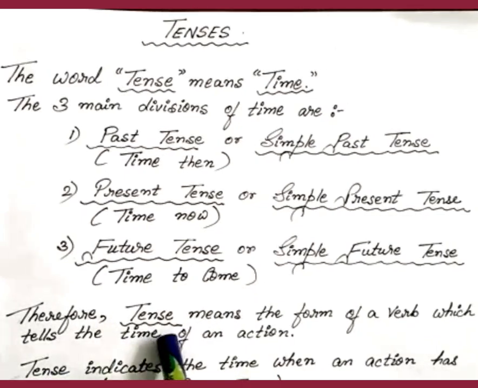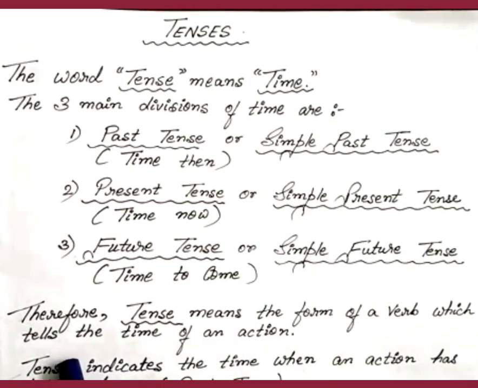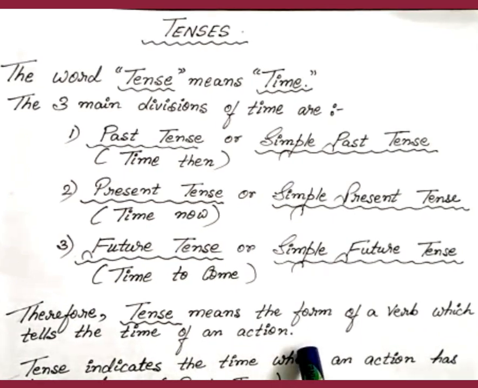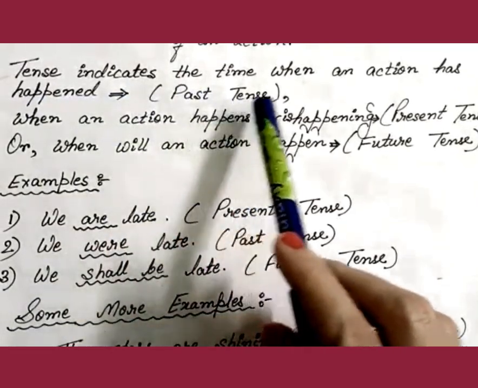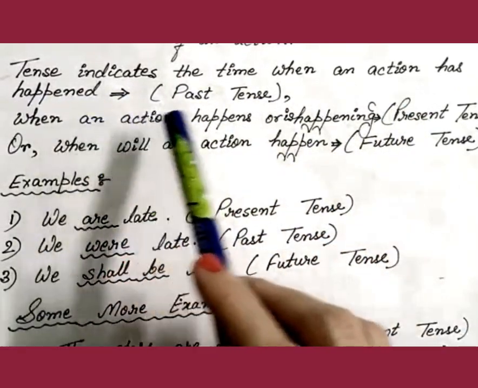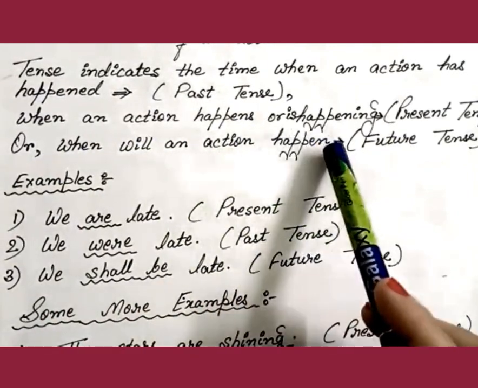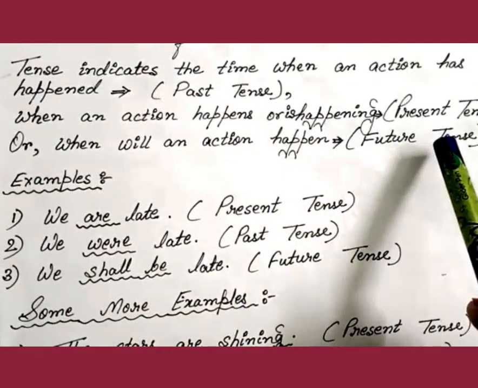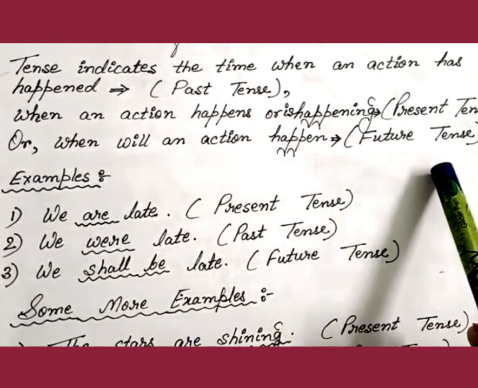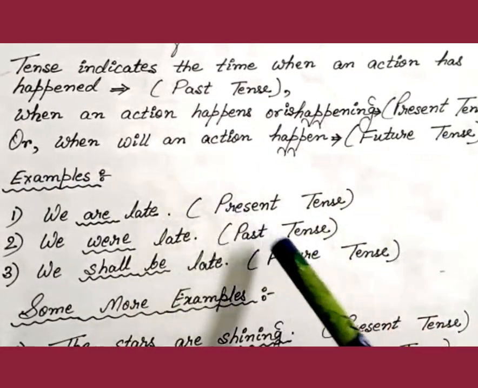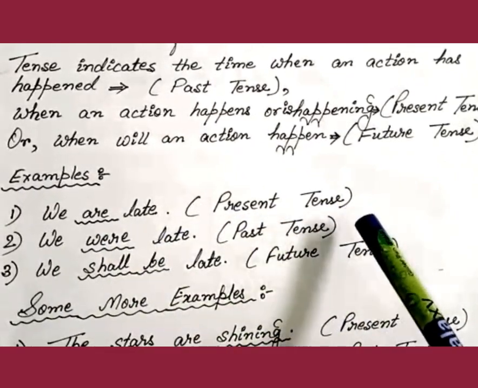Therefore, tense means the form of a verb which tells the time of an action. So tense indicates the time when an action has happened, that is past tense. When an action happens or is happening, that is present tense. Or when an action will happen, that is future tense. The following are a few examples, each example belonging to a separate tense.